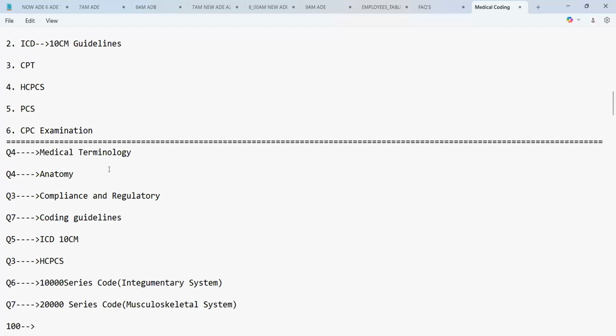Can you see here, guys? These are some of the questions we can discuss. Altogether you will have 100 questions in the paper for the CPC examination, guys. Once you are qualified, that means you are authorized to work as a medical coder, guys.